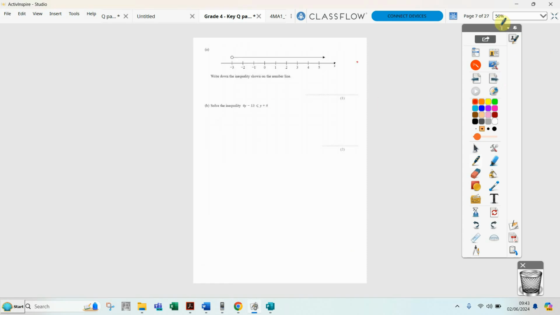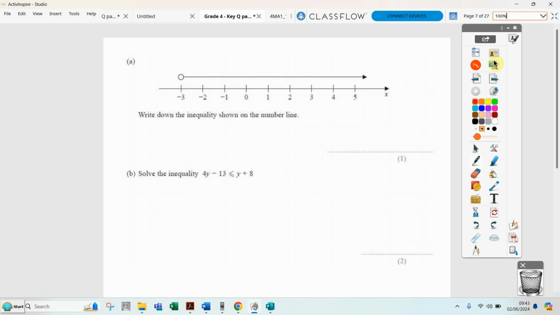Next, inequalities. Okay, write down the inequality shown on this number line. So it's going to the right hand side of -3, and the circle is open, so x is greater than -3. If the circle was shaded, then it would have the line underneath.